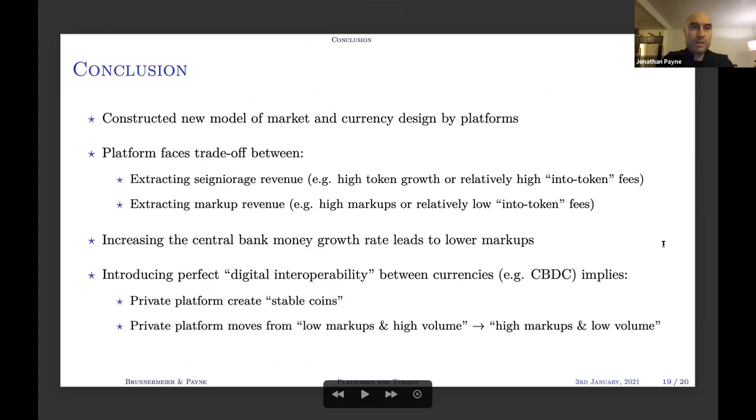So what we did here is we put together a new model for market and currency design by digital platforms. And we see there's a sort of trade-off that emerges between trying to extract seigniorage revenue and trying to extract market revenue. And then we thought about how policies affect this design trade-off. And we saw that the central bank money growth ends up lowering the markups. And we see that trying to impose digital interoperability ends up causing the digital platform to reorient from a sort of low markup, high volume strategy to a high markup, low volume strategy.